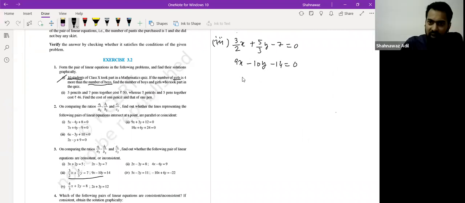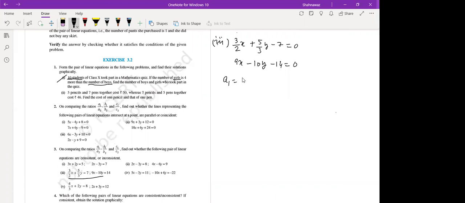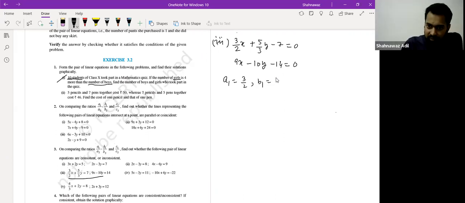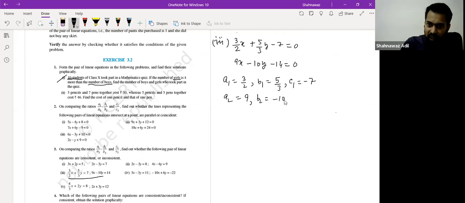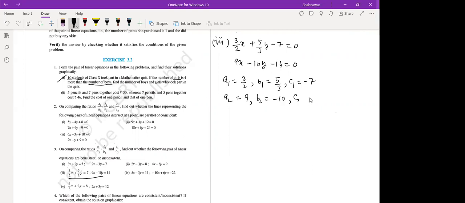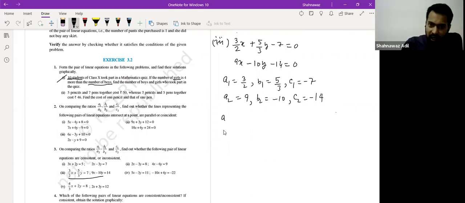So let's first write A1. A1 is 3/2, B1 is 5/3, and C1 is -7. A2 is 9, B2 is -10, and C2 is -40.